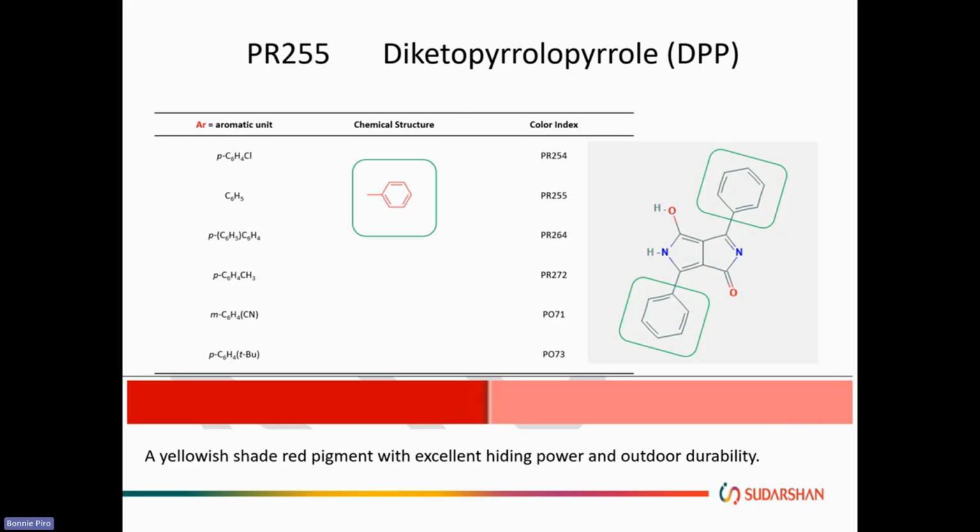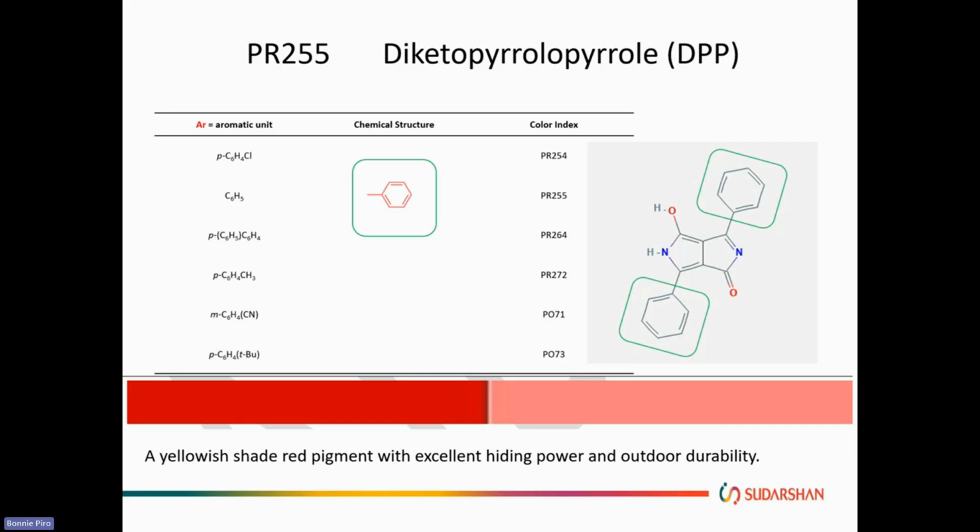Shifting to the next one in the list is the Pigment Red 255. This is much more yellow in shade versus the Pigment Red 254. And really, the numbering system doesn't have any relation to the color shade. It's just the number that was assigned to it when it was developed. So, like other DPPs, it's always going to have good outdoor durability, and it does because it's very much on the opaque side, providing excellent hiding power.